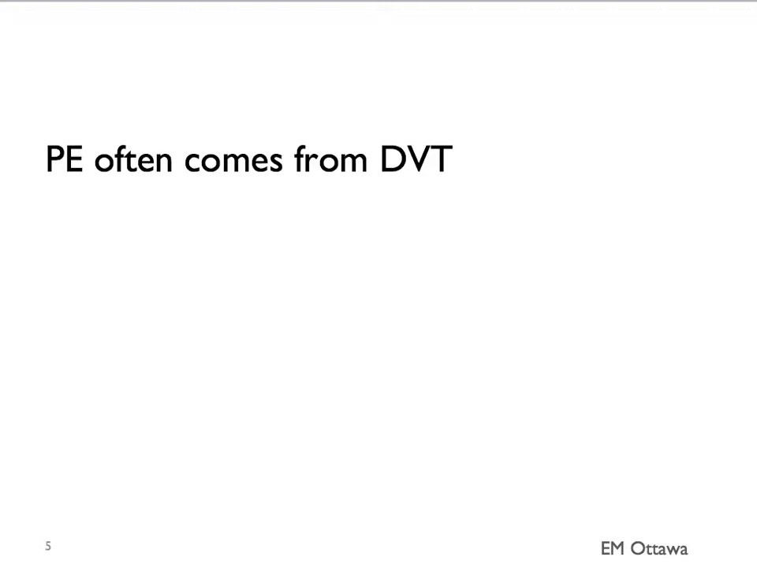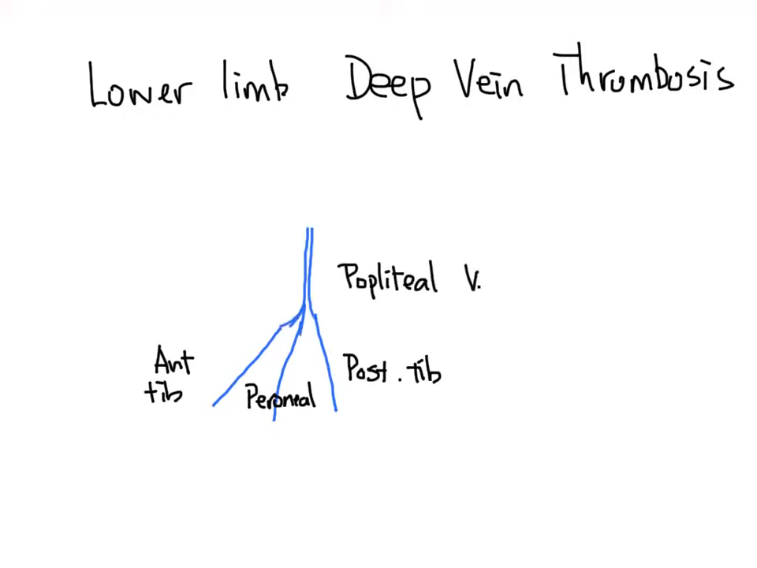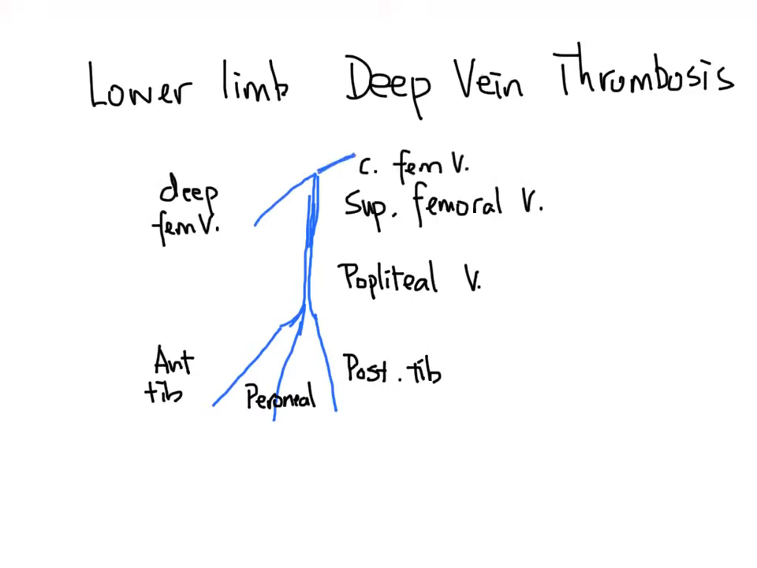Most pulmonary emboli do not originate from the lung. Rather, they have migrated from somewhere else. The most common sites are deep vein thrombosis of the lower limbs. These deep veins include the anterior tibial, posterior tibial, and peroneal veins from below the knee, the popliteal vein behind the knee, the superficial and deep femoral veins, the common femoral vein, and further up into the external iliac veins. Any clot in the deep vein system has a chance of migrating into the lung and causing a PE.